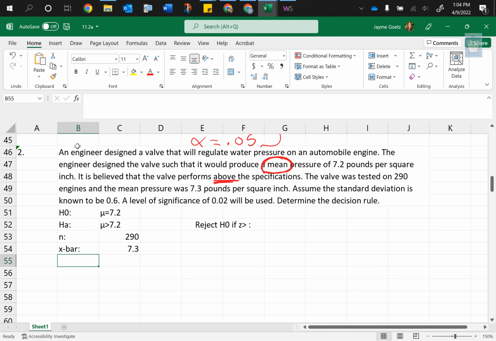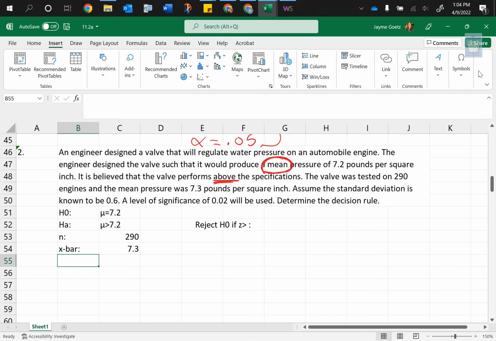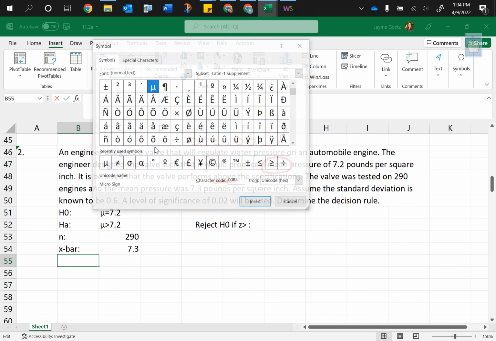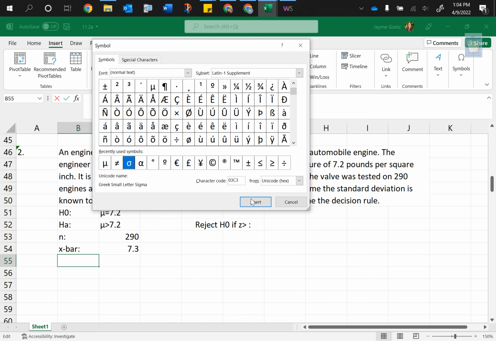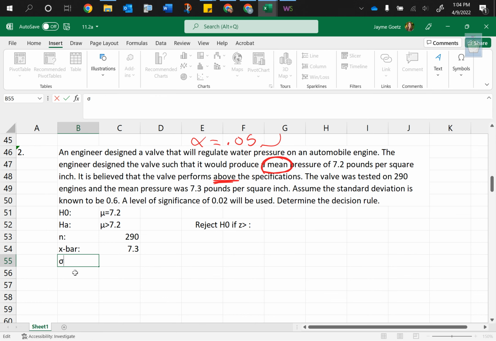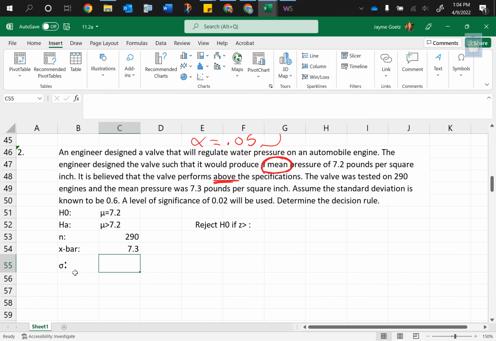Assume the standard deviation is known to be 0.06, so I'm going to come back here to symbols. Standard deviation is sigma. You can find it in there too, or you can type it. It doesn't matter. It's known to be 0.06. And then a level of significance, which is alpha. Guys, you can actually find alpha in those symbols, but I just like to type alpha. It makes more sense to me. It's 0.02.